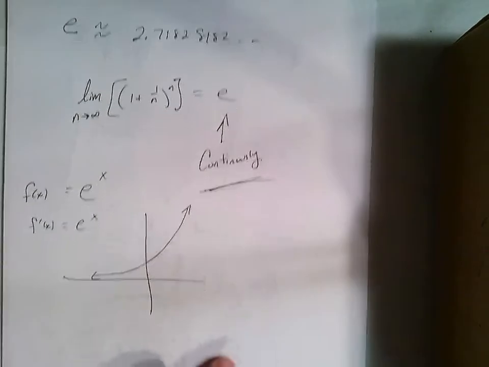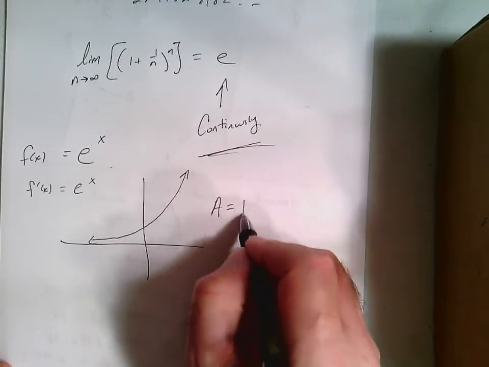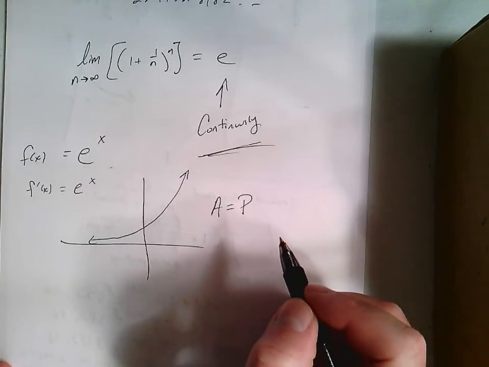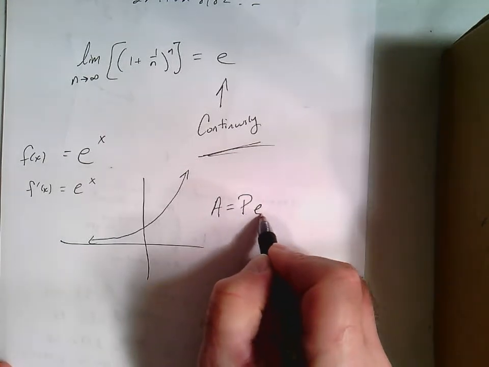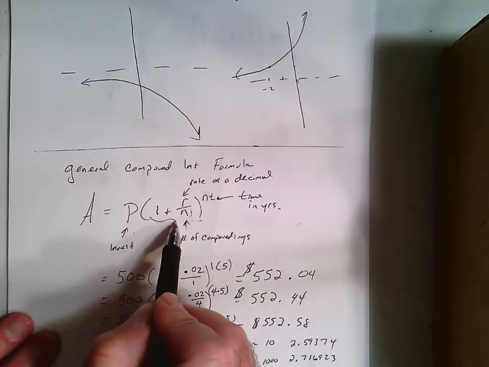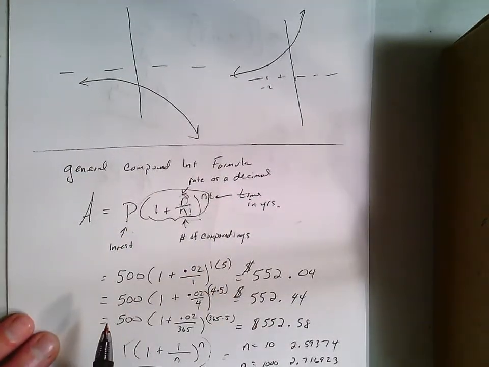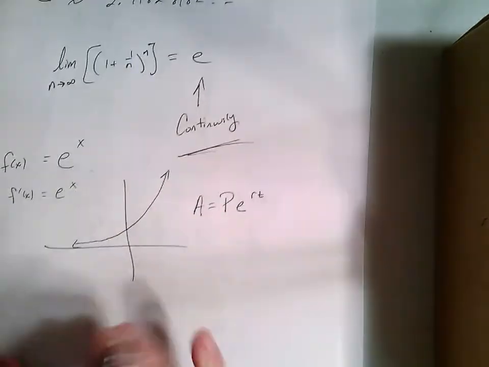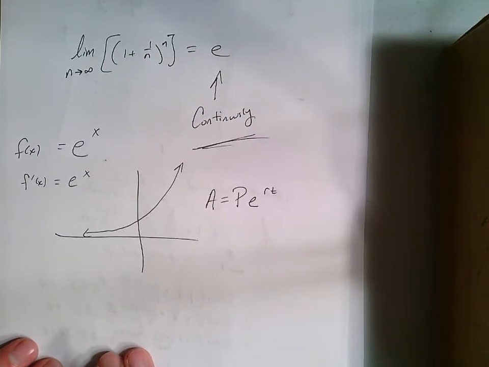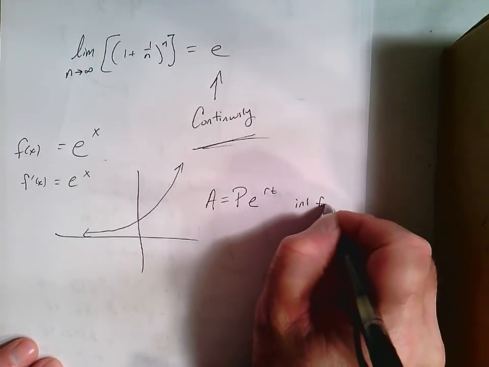So whenever we start talking about continuous growth, if we bring back in our investment formula, then e becomes the base, and remember what we're talking about here, right? e becomes this whole thing minus the interest rate. So we just raise that to the r times t power, and we get P e to the r t, which is our continuous interest formula.